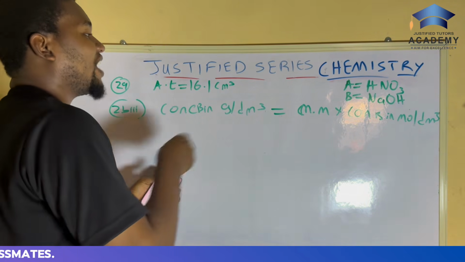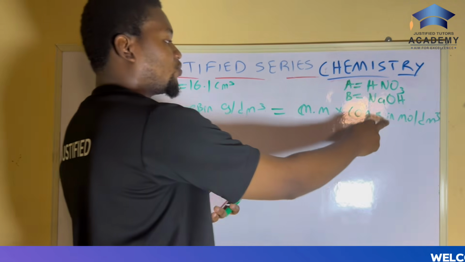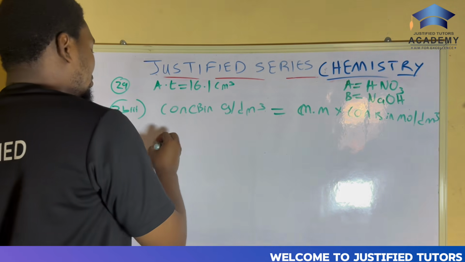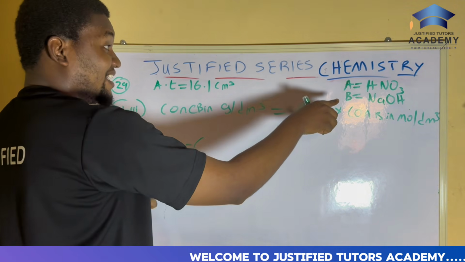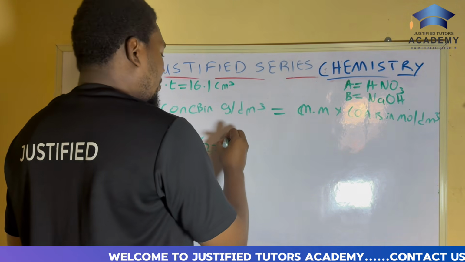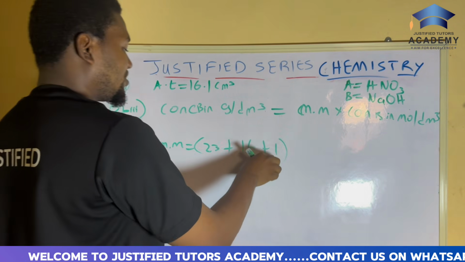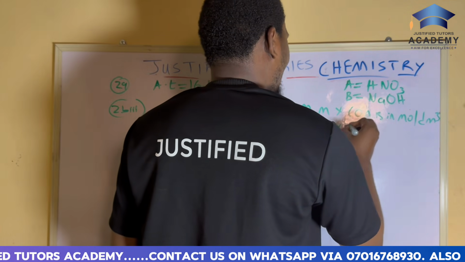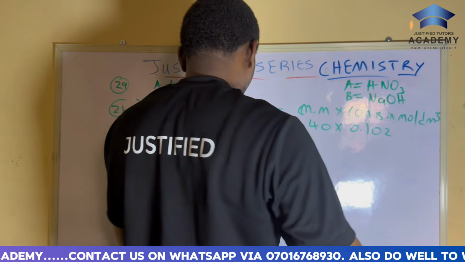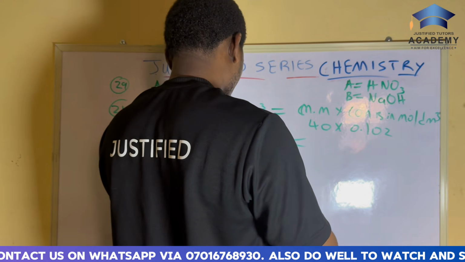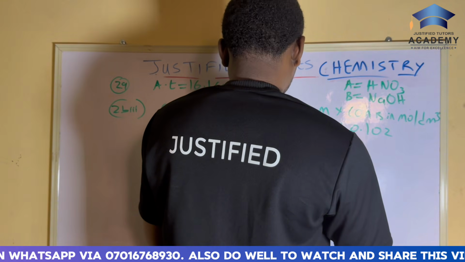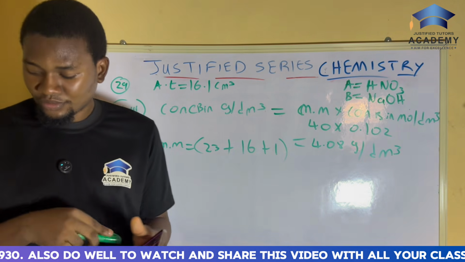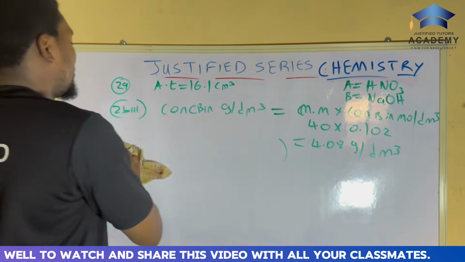So right now, since we already know this, we just multiply this by the molar mass. And what's the molar mass of NaOH? Na is sodium, 23, plus 16, plus 1, that is 17, so that should give you 40, yes. So we have 40 times 0.102. That will give us 4.08 gram per dm cube. That's the answer, guys. Easy peasy, right?